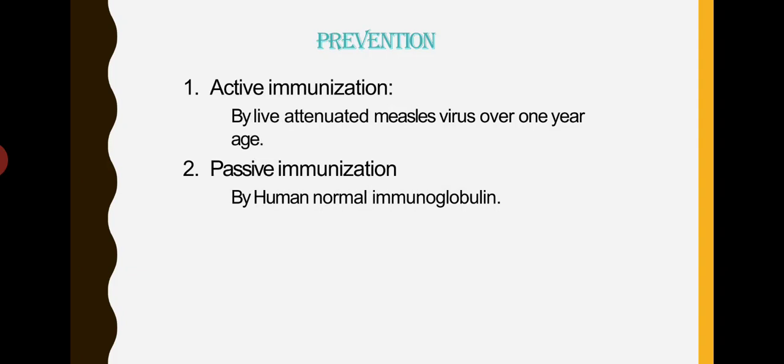Measles can be prevented by immunization. Two methods are there: one is active immunization and the second is passive immunization. In active immunization, live attenuated measles virus is given to children over 1 year of age, and in passive immunization, human normal immunoglobulin is given to the children or patient.